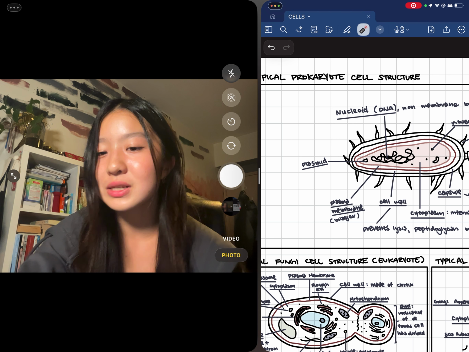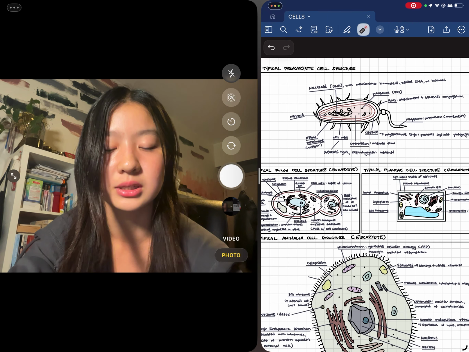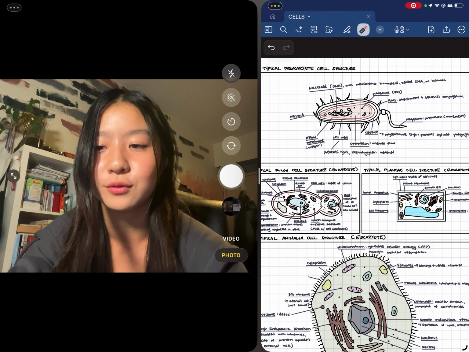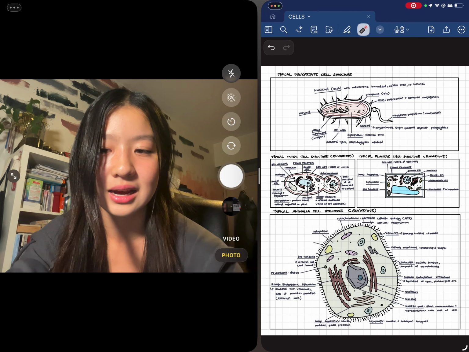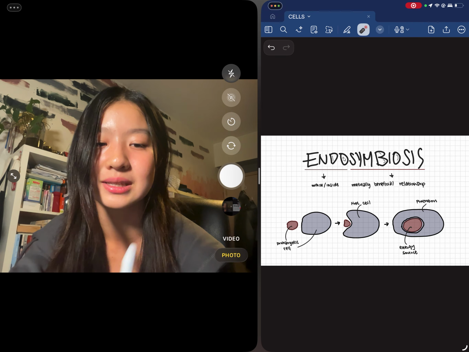So the first cells were all prokaryotic, and they were really simple in structure as compared to these ones, but over time they evolved into the eukaryotic cells. And this is where today's theory comes into play, the endosymbiotic theory.